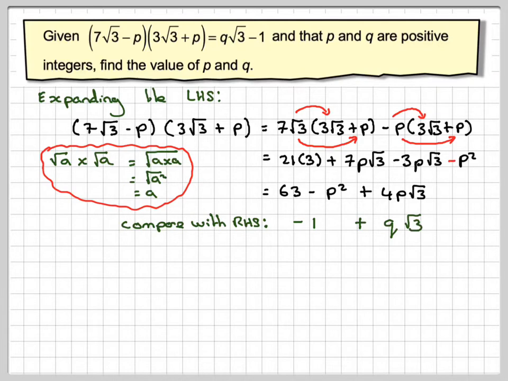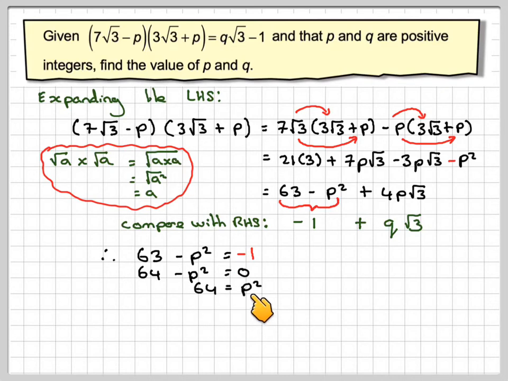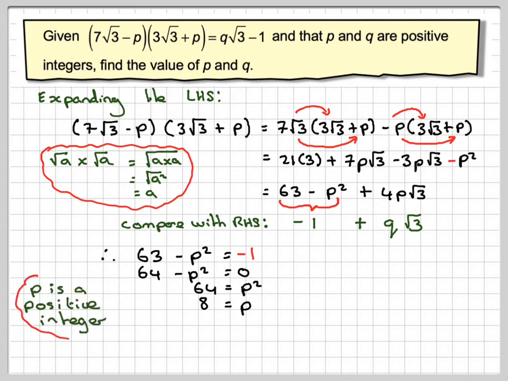Which means that this bit here must be equivalent to minus 1. So we can say that 63 minus p² is equal to minus 1. We can now solve that, so adding 1 to both sides, 64 minus p² is equal to 0, and therefore 64 will be equal to p². And then taking the positive square root, because it says that p is positive, of 64, that gives me 8.